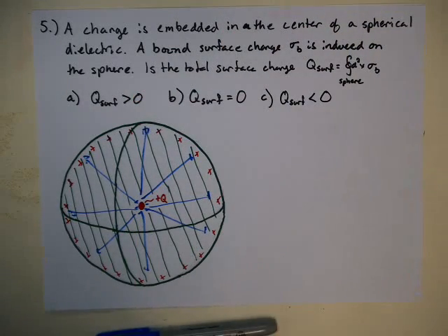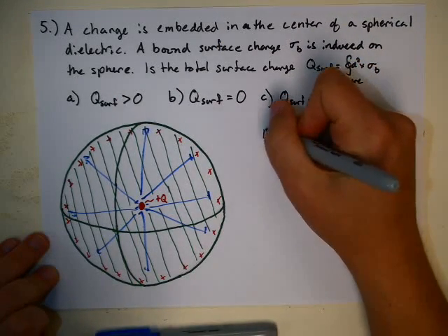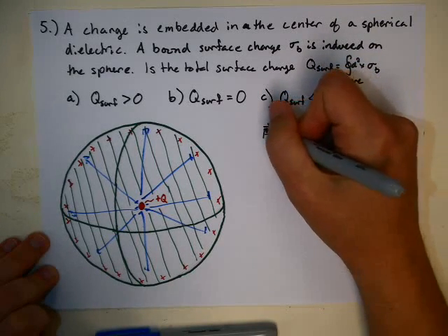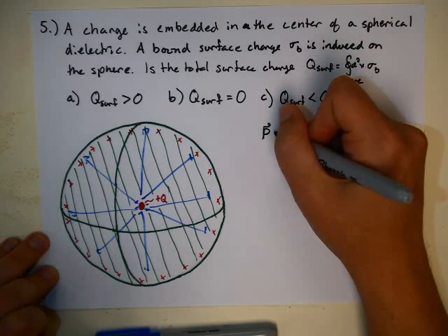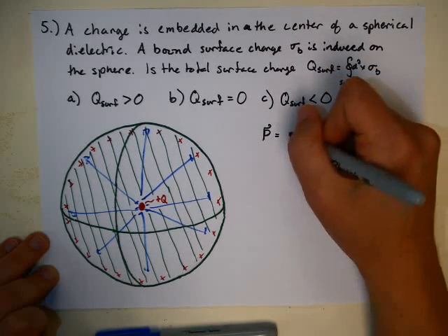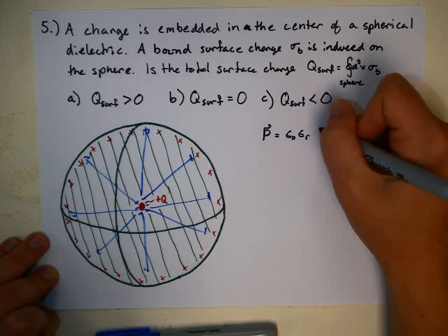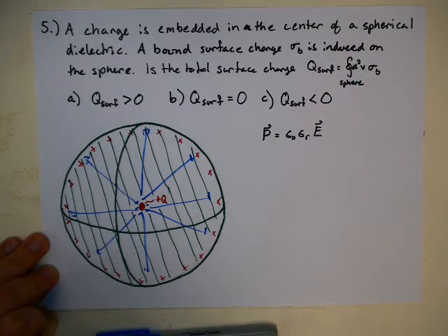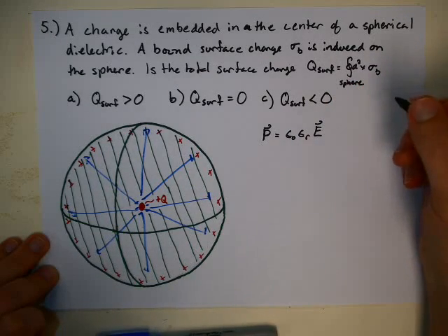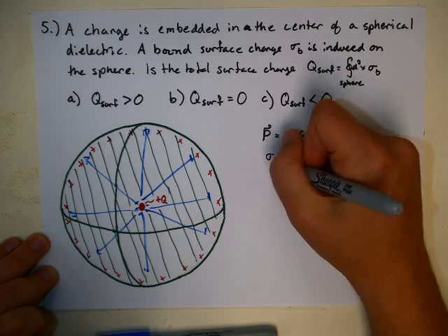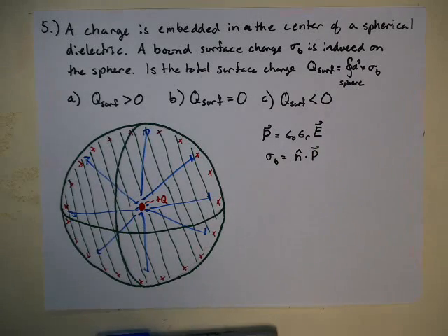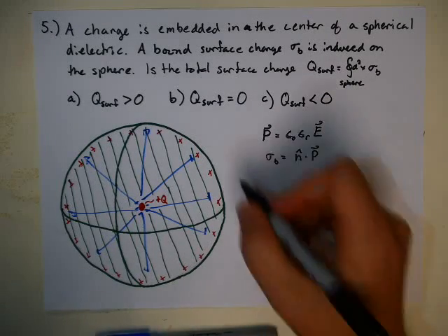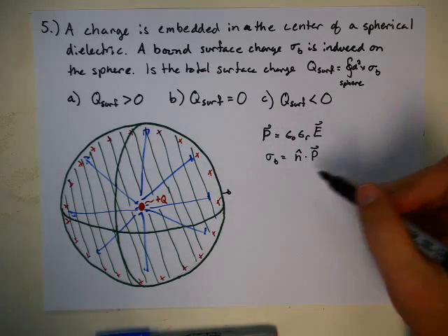But we can go a little bit further than that if we want to prove it. We can say, using the constitutive relation, or whatever it's called, that the polarization P is equal to epsilon naught epsilon r times the applied electric field. And so the polarization is in the same direction as the electric field. And furthermore, we can say that the bound surface charge is n hat dot P. Okay, we can say that the bound surface charge will be the dot product between n hat and P.